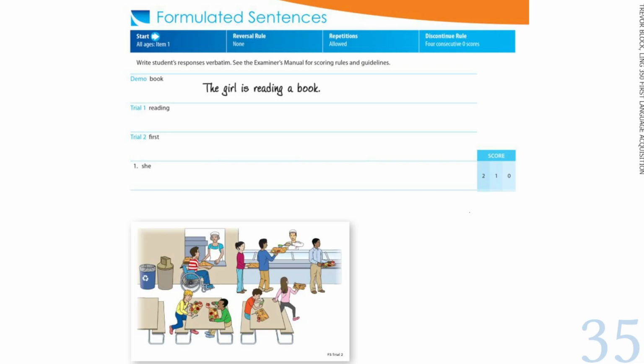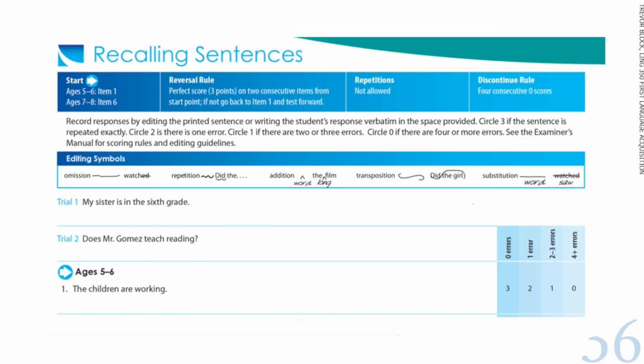Formulating sentences. As you look at a picture, you write down a sentence based on what's happening. Recalling sentences. This is when you give them a sentence and they have to repeat it back verbatim. Then you track how many errors there are.